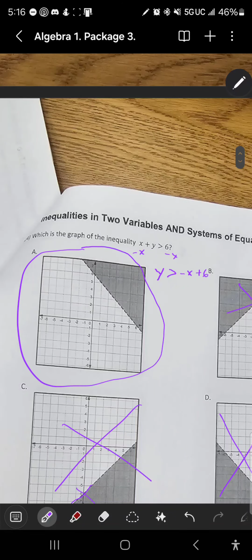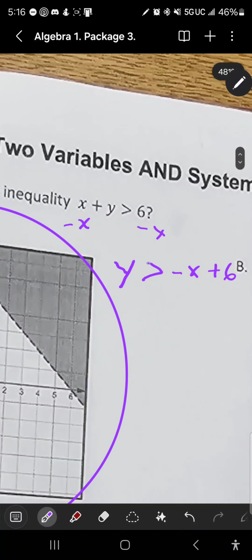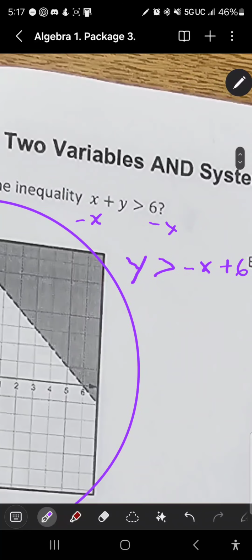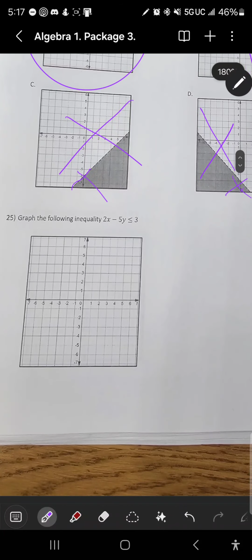We know that this is our answer. But just to make sure with the sign, we see that this sign is greater than. So we're looking for the y numbers that are in the upper part of the line. So which is gonna be like this. So yeah, this is our answer.